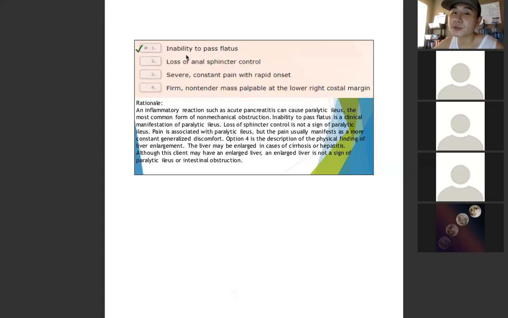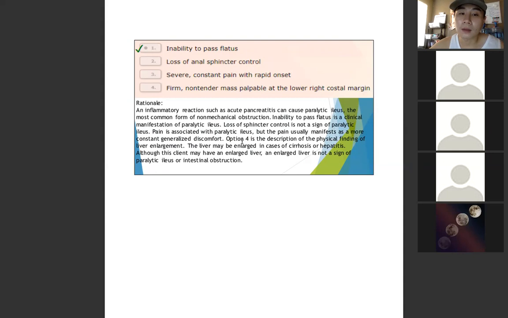So an inflammatory reaction such as acute pancreatitis can cause paralytic ileus. So pancreatitis can cause no contraction, no movement of the bowel. The most common form of non-mechanical obstruction is the inability to pass flatus. It is a clinical manifestation of paralytic ileus. So loss of sphincter control is not a sign of paralytic ileus. And pain is associated with paralytic ileus, but the pain is usually manifested as more constant generalized discomfort.